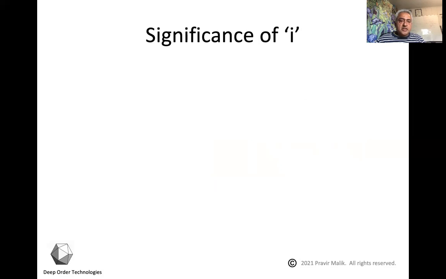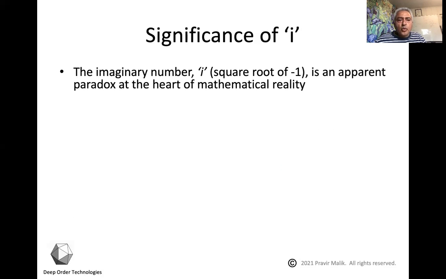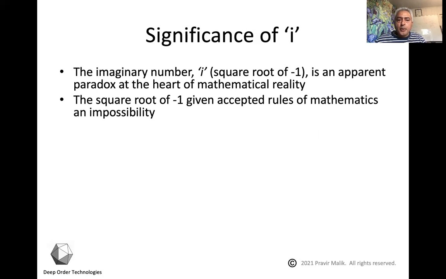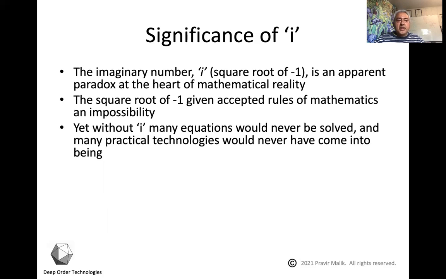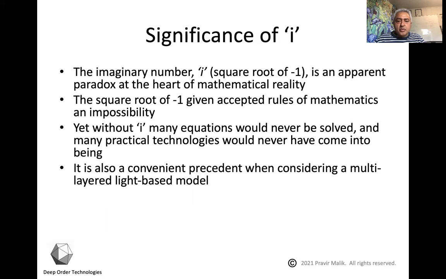So now when we think about the significance of i, we know it's an imaginary number. It's the square root of -1. And it's an apparent paradox at the heart of mathematical reality, because given accepted rules of mathematics, the square root of -1 is an impossibility. Yet, practically, we know that without i, many equations would never be solved, and many practical technologies would never have come into being. So i is a convenient precedent when considering the multi-layered light-based model that I just introduced on the previous slide.